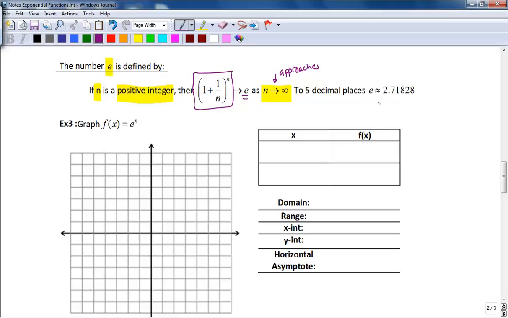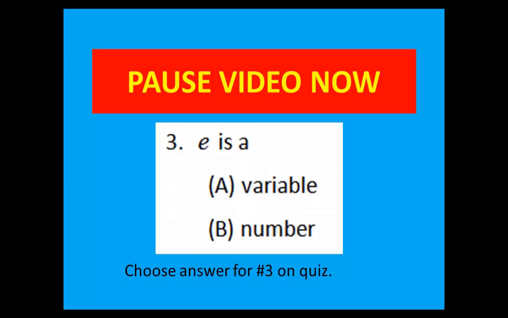To 5 decimal places, e is approximately 2.71828. And really, we should think just to one digit, 2.7. So e is approximately 2.7. So as n approaches infinity, as we keep getting larger and larger n's, this is approaching a number, and we call that number e. Now again, e is a number, just like pi is a number. It is not a variable. e is a number.